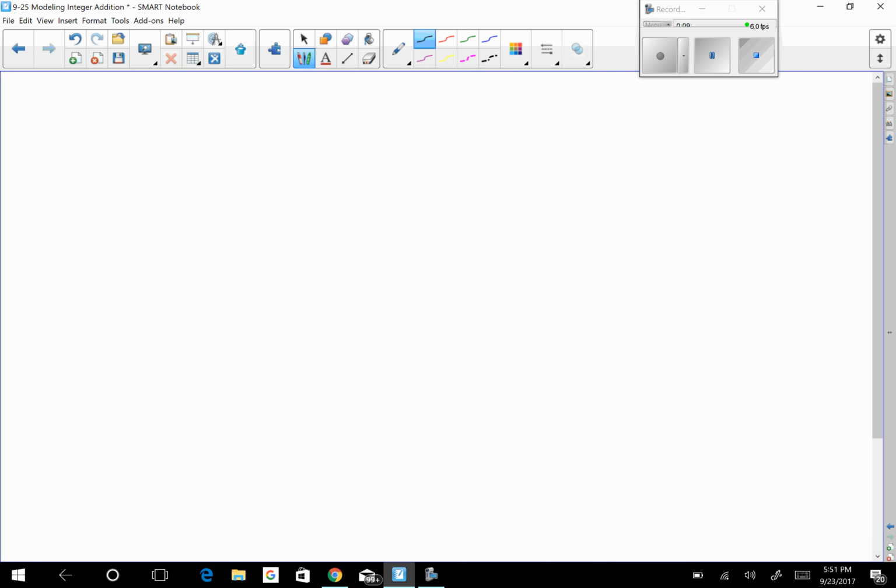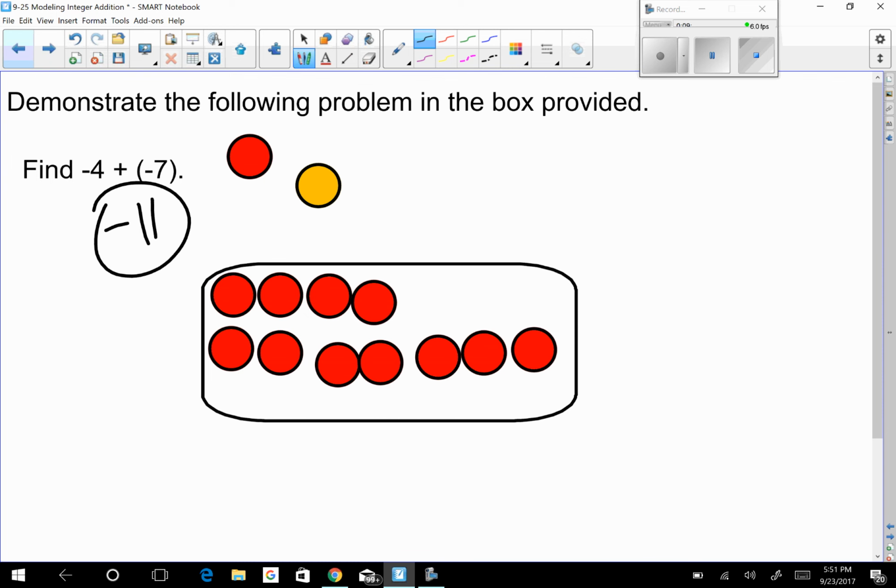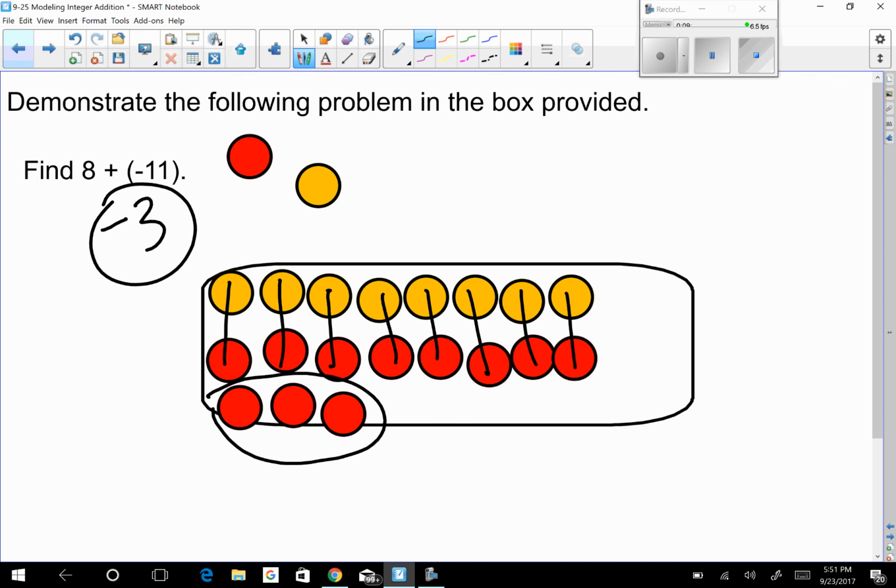And that's pretty much it. So just remember, when you have zero pairs, you have to make sure that you're canceling out all the zero pairs that you can. And whatever is left behind, that is what your answer is going to be.